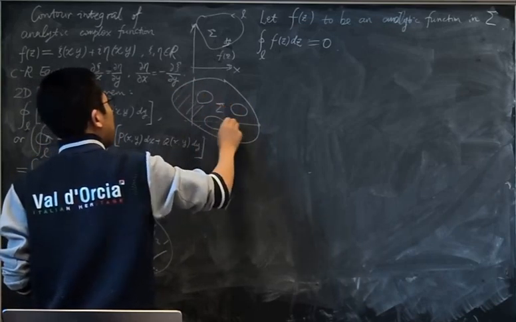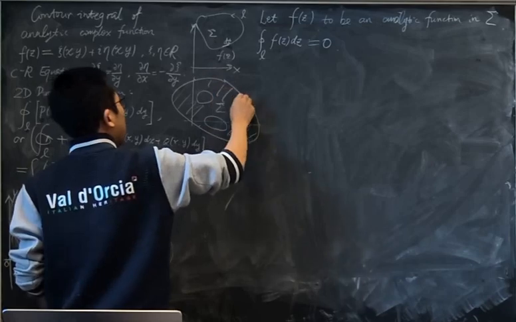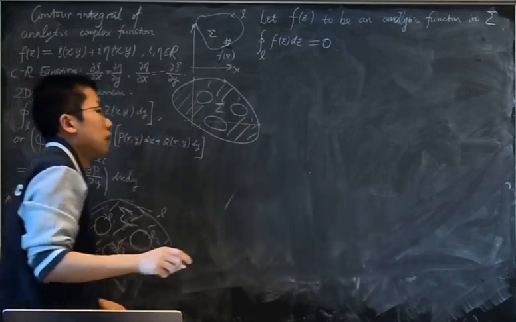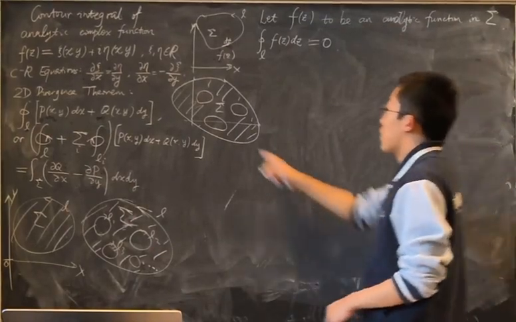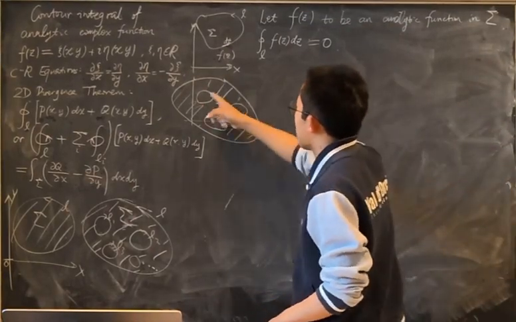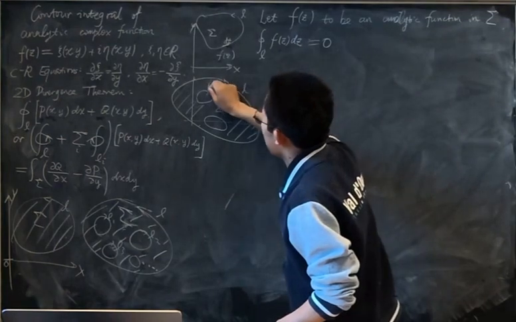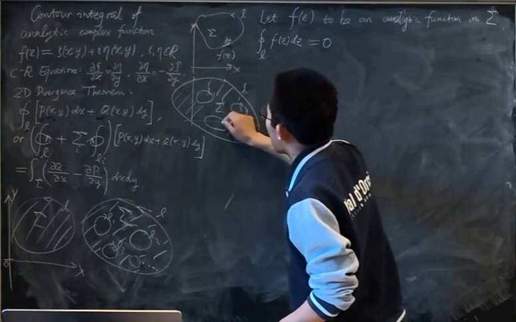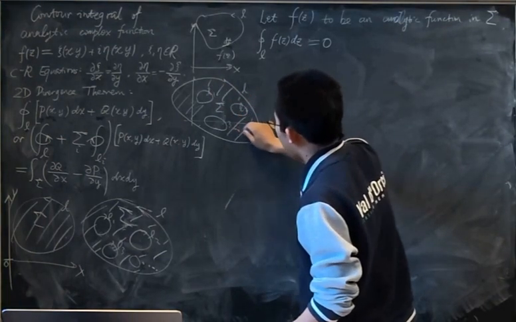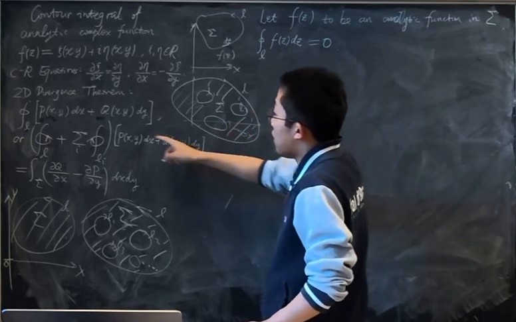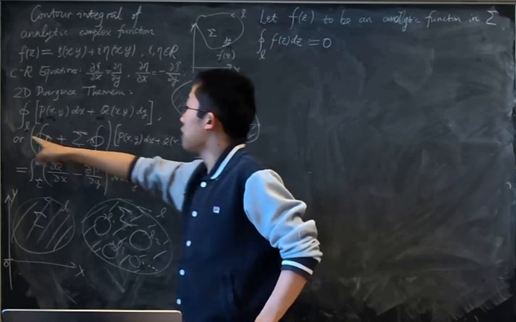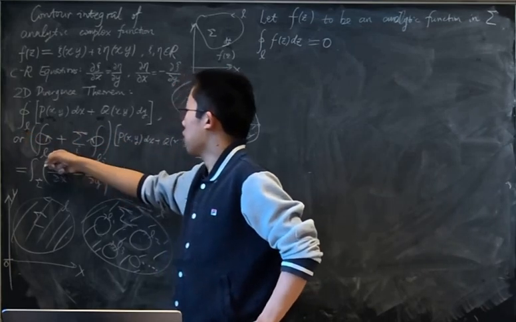And I say the function is analytic in a region like this, inside this big loop but outside the small loops. This is L, this is L1, L2, and L3. And all the way, for example, there are other loops. And in this case, based on the 2D divergence theorem, we can just replace this one integral with this integral.